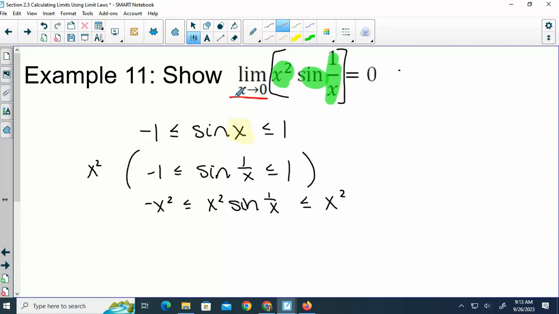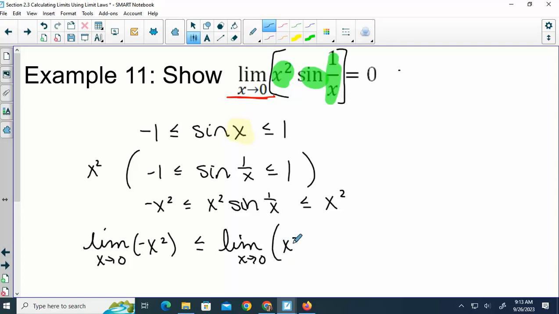So now I have the x squared sine of 1 over x. What's the next thing we need? The limit. So we are going to add a limit to each of these three pieces. Limit as x approaches 0 of negative x squared, less than or equal to the limit as x approaches 0 of x squared sine of 1 over x, less than or equal to the limit as x approaches 0 of x squared. I know this is killing those of you that don't like to show work, but it is important.